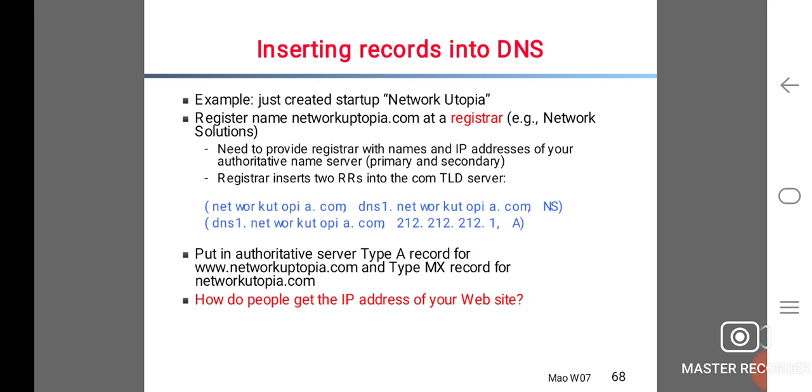Inserting records into DNS. Example: you just created a startup, Network Utopia. Register the name networkutopia.com at a registrar, for example Network Solutions. You need to provide the registrar with the names and IP addresses of your authoritative name server, primary and secondary. The registrar inserts two RRs into the com TLD server: an NS record pointing to your authoritative server, and a type A record for www.networkutopia.com, and a type MX record for networkutopia.com.